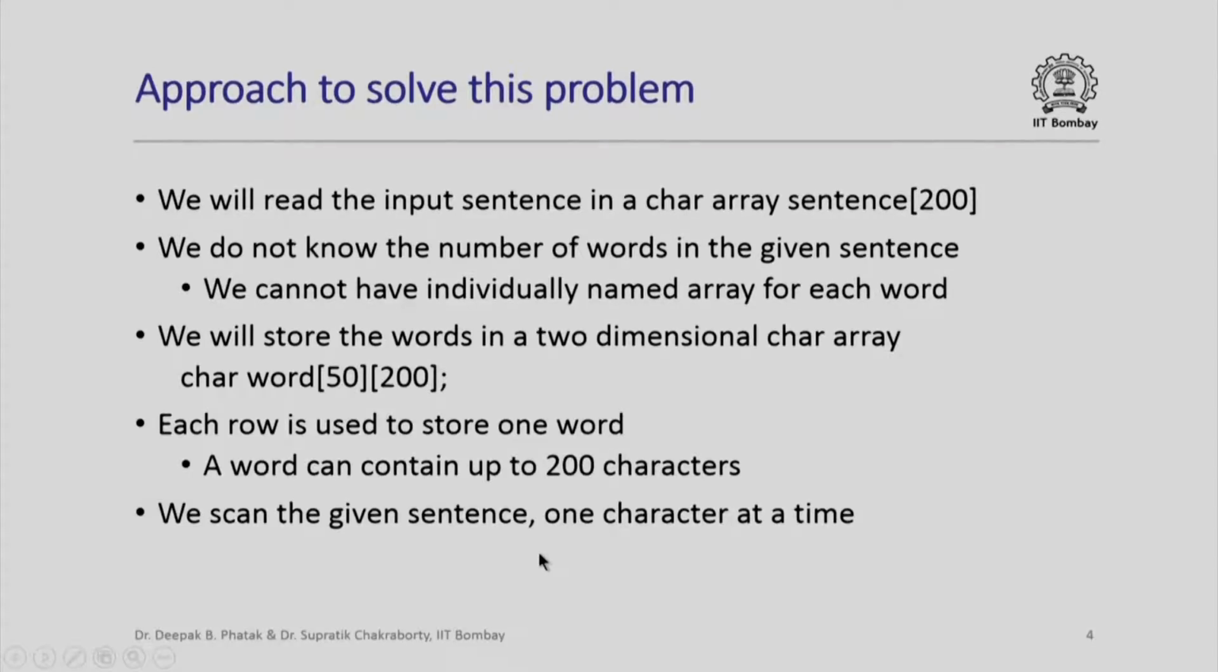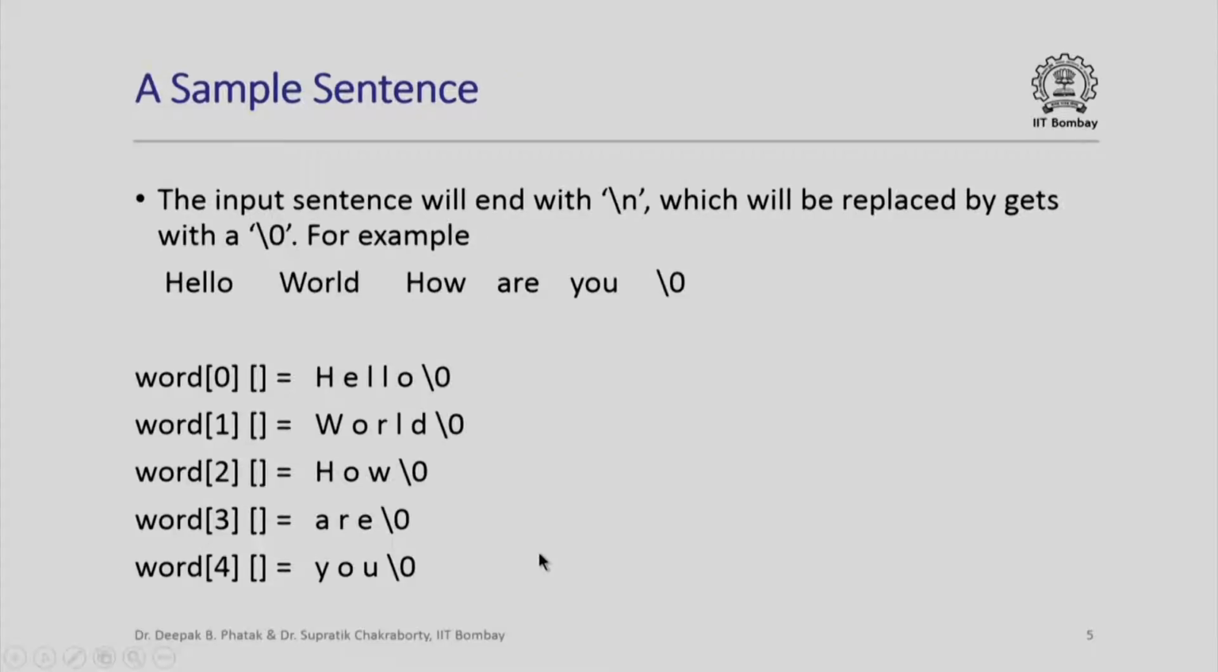Let us look at what happens when we start scanning. Here is a sample sentence: some blanks, hello, blanks, world, blanks, how, blanks, are, blanks, you, some blanks. This \0 here will actually be inserted by our input operation. The input sentence will end with a \n, which is the new line character, or when you press enter. But this will be replaced by our gets function with a \0. So, hello world, how are you, a sentence with blanks all around, in between and outside, will look like this.